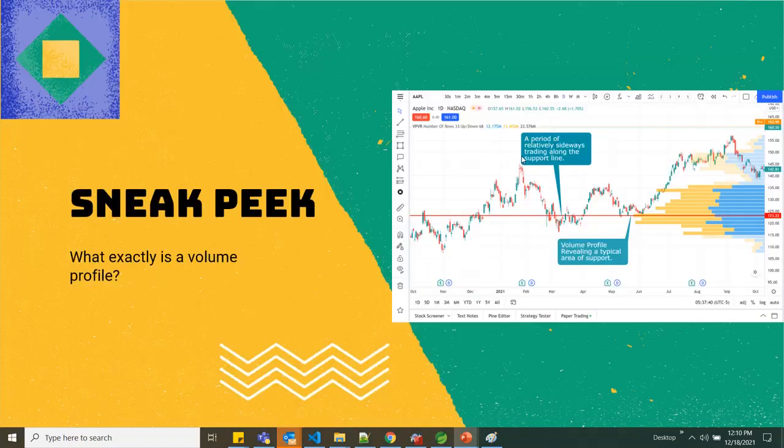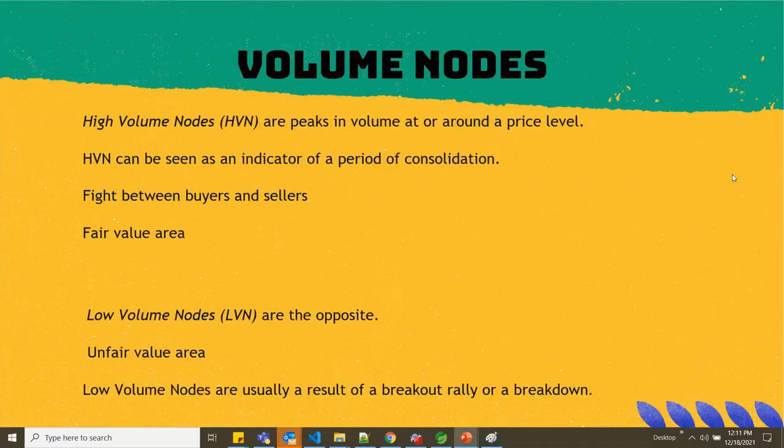So what exactly is a volume profile? As you see in the picture, a high volume node is formed and price is ranging within that high volume node. Once the price goes out of this high volume node, you can see price is easily moving. This is known as a low volume node. So let us see this in detail.